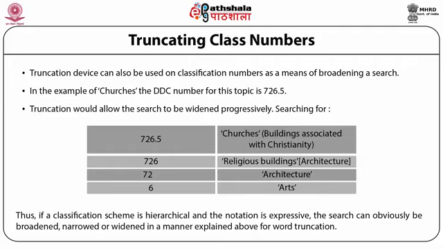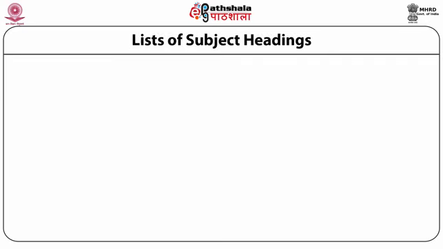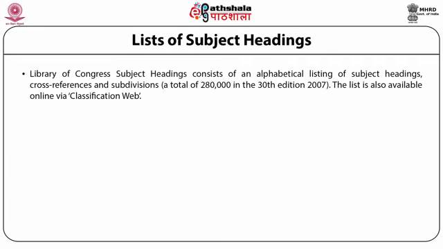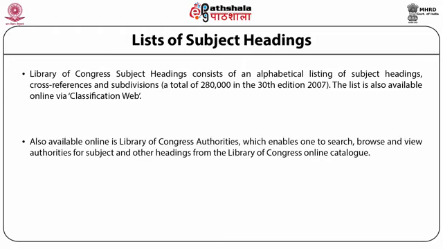List of subject headings. Library of Congress Subject Headings, LCSH, consist of an alphabetical listing of subject headings, cross-references, and subdivisions. The total is 280,000 in the 30th edition, published in 2007. The list is also available online via Classification Web. Also available online is the Library of Congress Authorities, which enables one to search, browse, and view authorities for subject and other headings from the Library of Congress online catalogue.